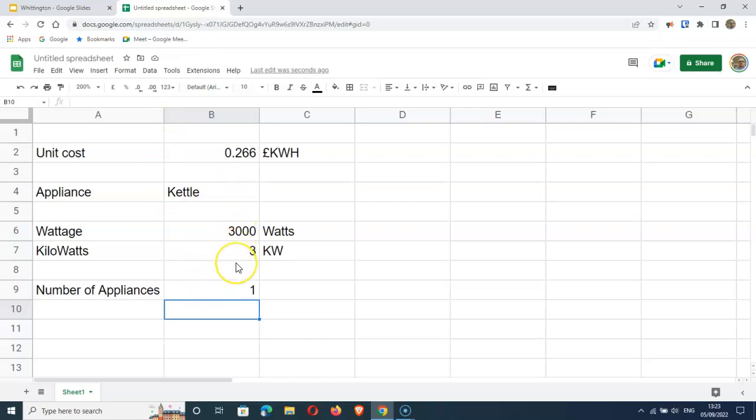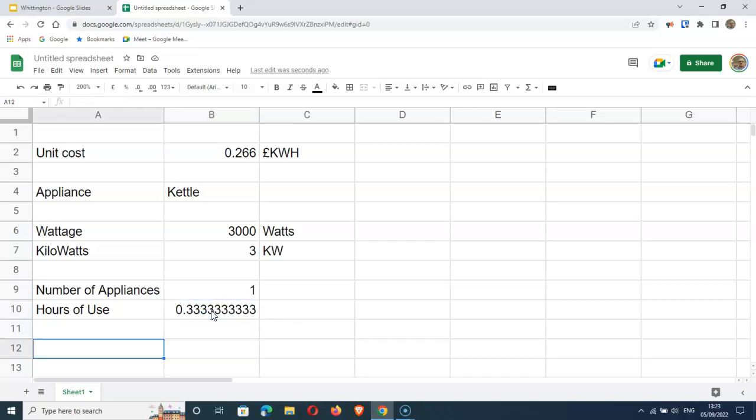We now need to do something else. What have I forgotten? I remember, hours of use. So how long do I actually use the kettle for? And we said that I was going to use it for 20 minutes out of 60, which gives me a 0.33 of my hourly use for my kettle, or my daily use of my kettle.